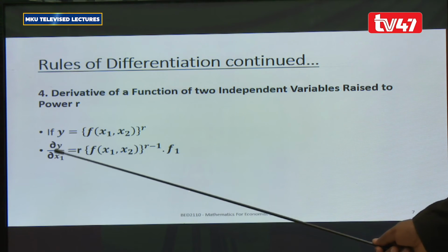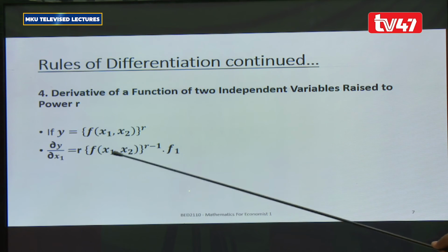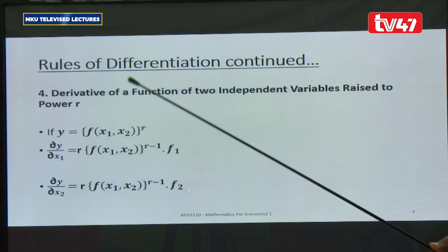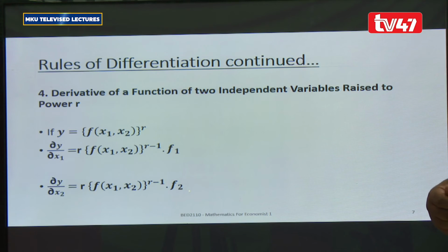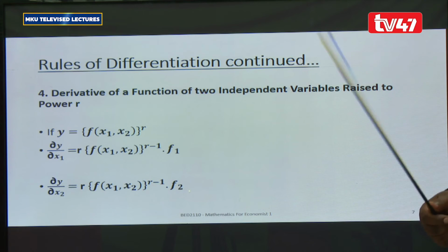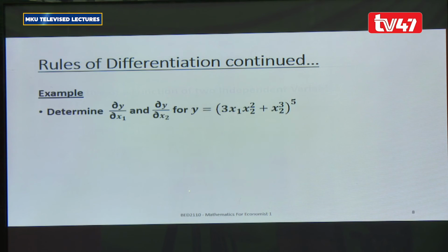Now in this case, this is how partial derivatives are calculated with respect to x1, and with respect to x2 we calculate the partial derivative in this manner. Now the rule that we apply here is the chain rule. Students, if you can remember and recall the chain rule in the univariate functions, we apply the same in these partial derivatives to get the partial derivatives for the function. Now let's get an example.